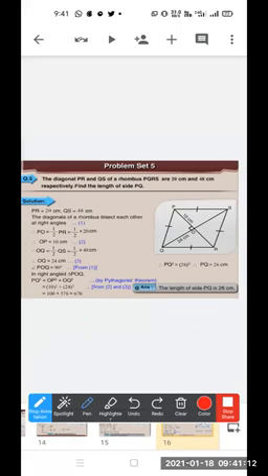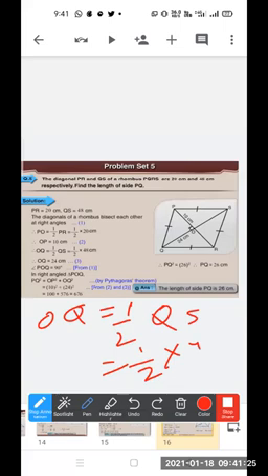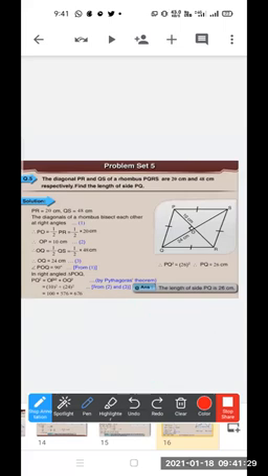Similarly, we can find OQ. OQ is half of QS. So QS is given how much? 48. Half into 48, that is 24. So OQ we got 24.